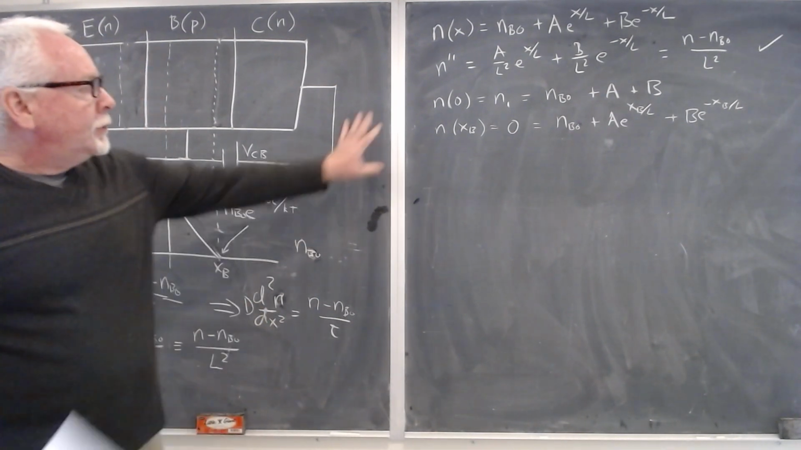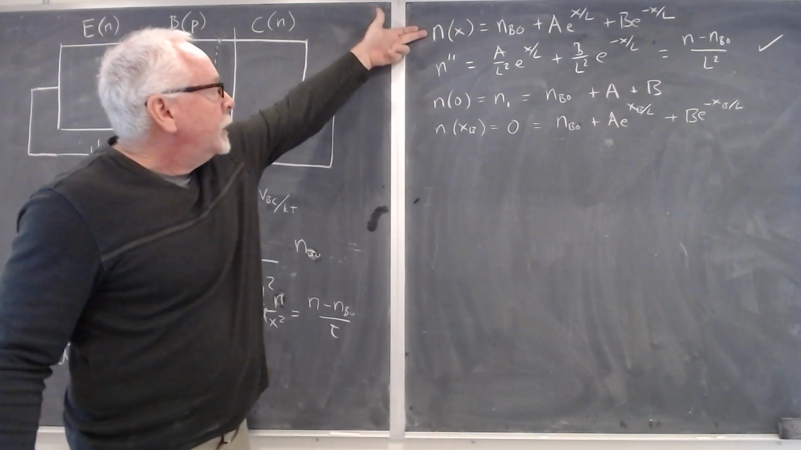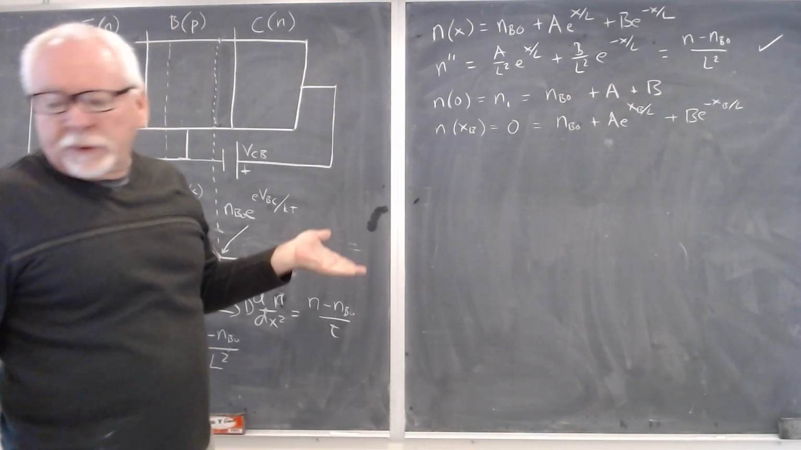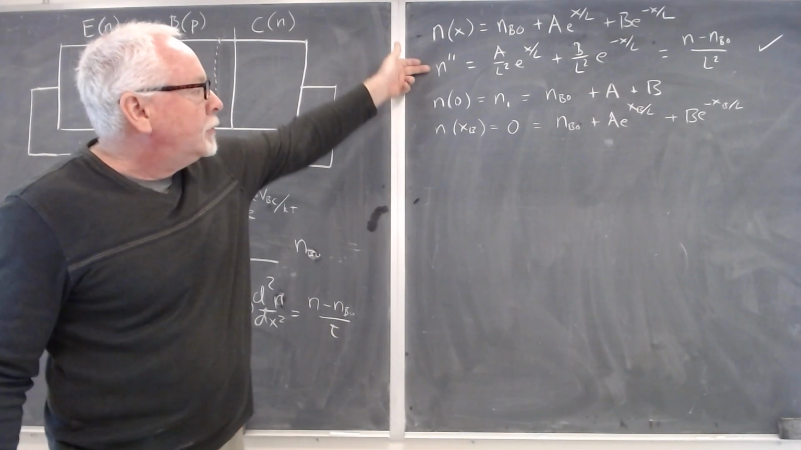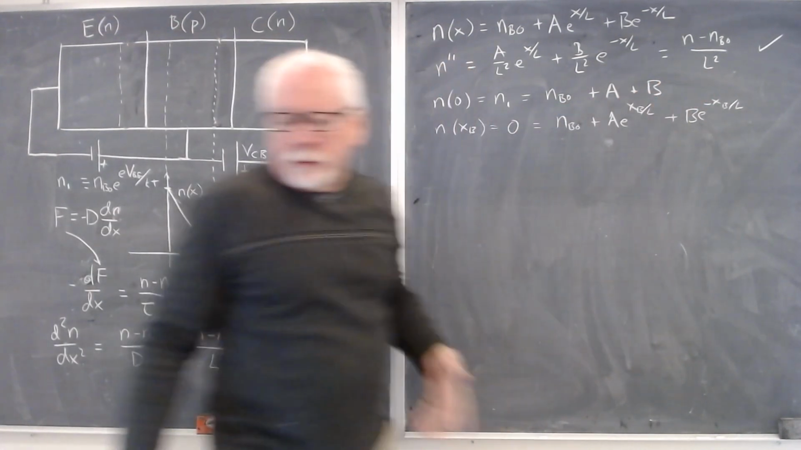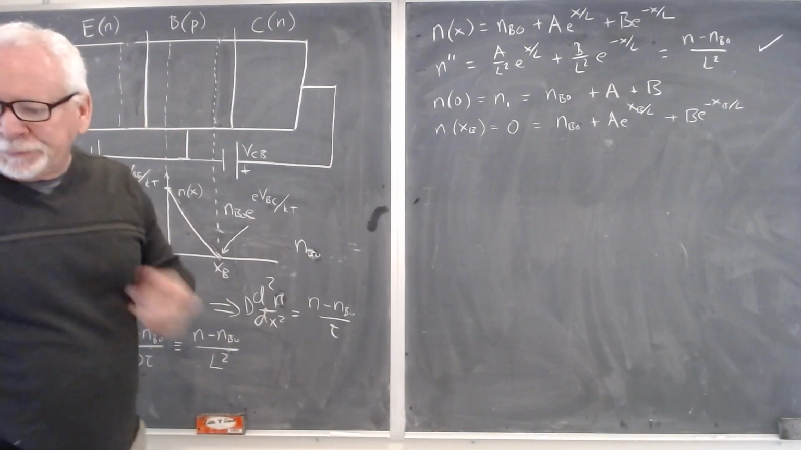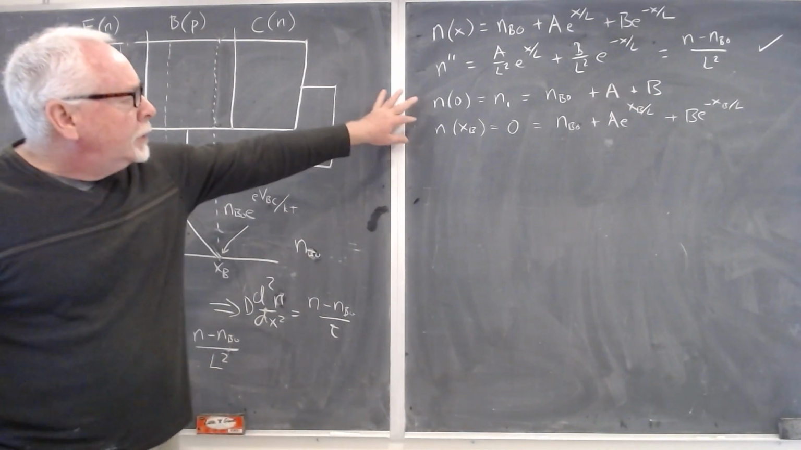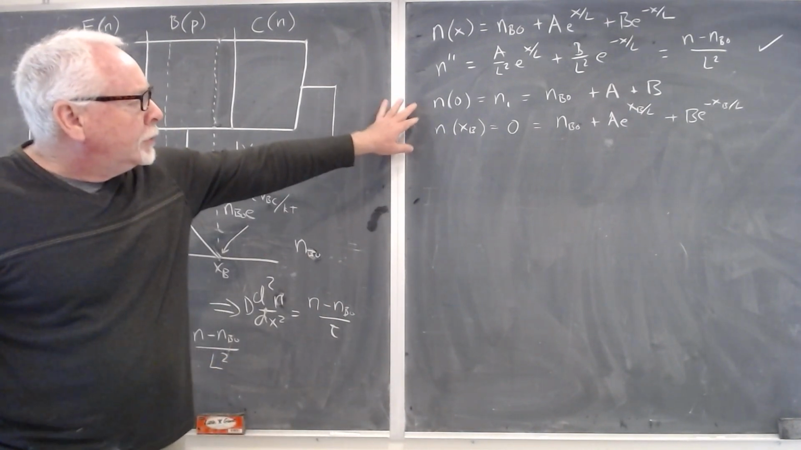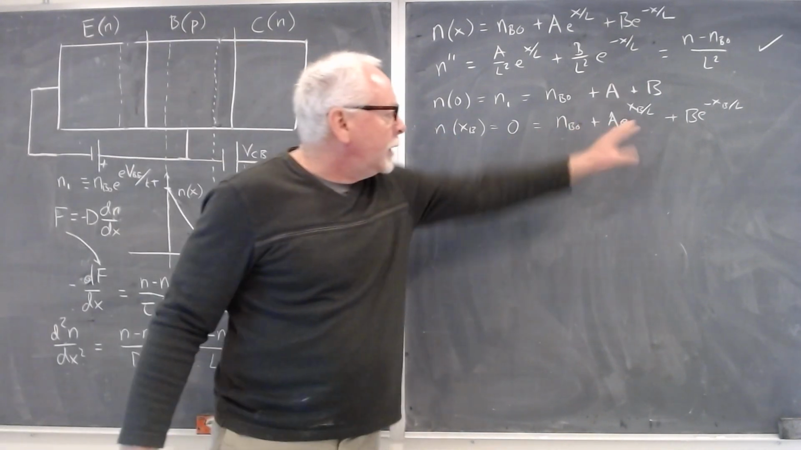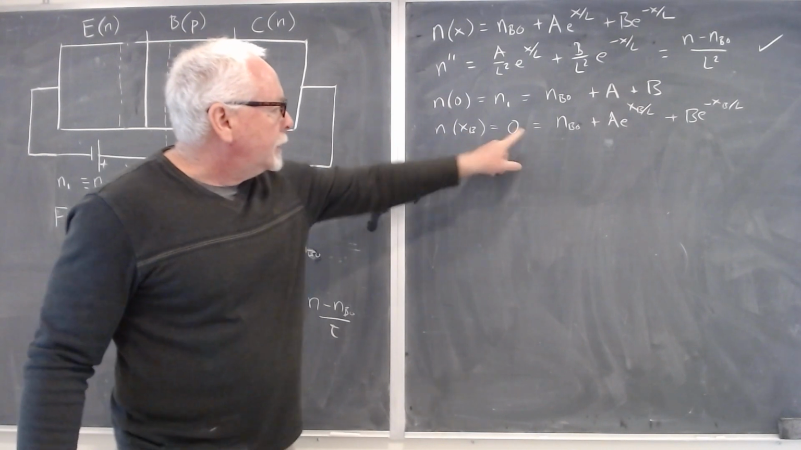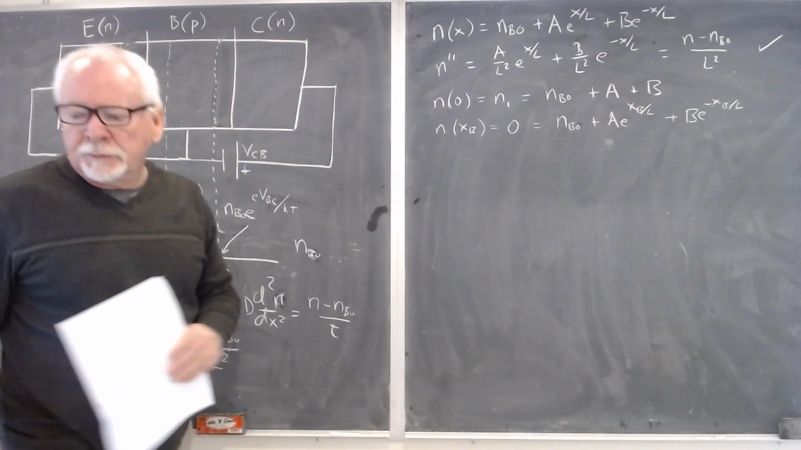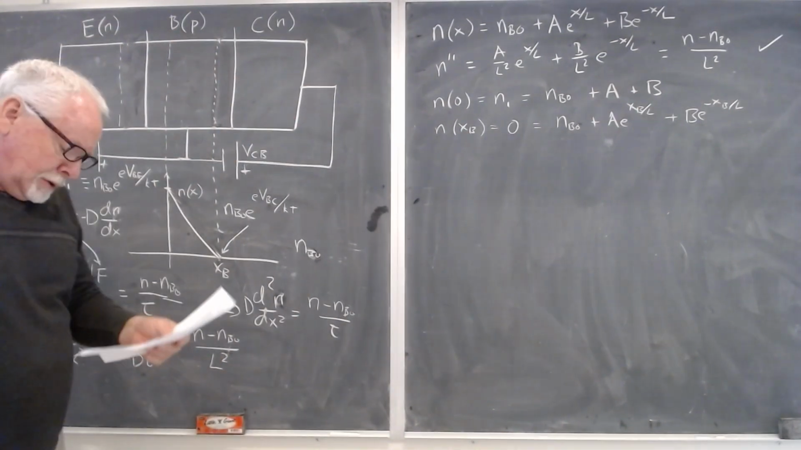All right, so let's go back over this. This is a solution. I gave that to you in the problem. You could have checked that by taking the second derivative and showing that it's equal to that, and so it satisfies the diffusion theory. Then to find A and B, you use the boundary conditions, n of 0, and these two are the boundary conditions. All right, the rest is algebra.